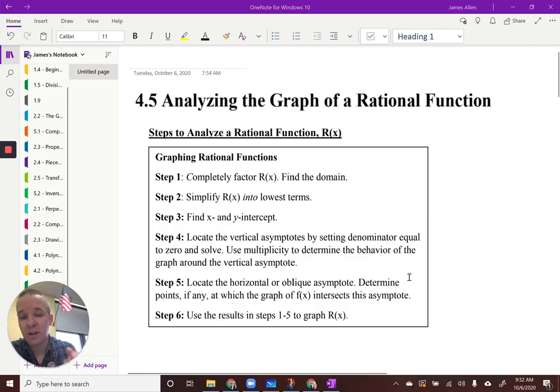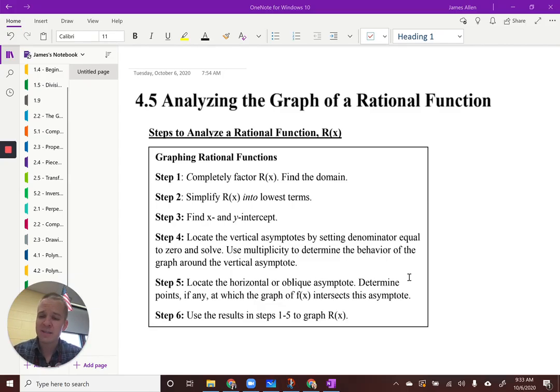We want to locate our vertical asymptotes by setting the denominator equal to 0 and solving. We're going to use our multiplicity to determine the behavior of the graph around those vertical asymptotes. We're going to talk more about that in a little bit. We're going to locate horizontal or oblique asymptotes, okay? Determine if there's any kind of an intersection with this asymptote, because it can cross a horizontal or an oblique asymptote, and then boom, we're going to graph this thing, right? Awesome. Asymptotes, holes, intercepts, that's the big deal right there, right?